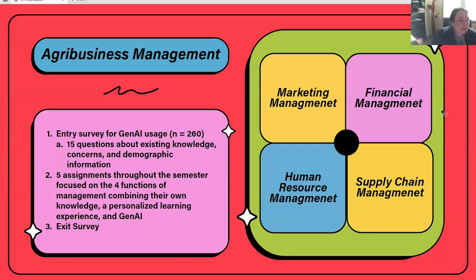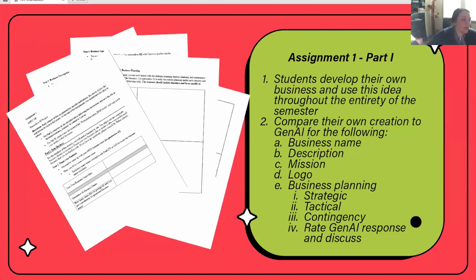We began with an entry survey. It was 15 questions, and I learned the very hard way that Canvas new quizzes does not allow you to export quiz results into an Excel document. So I learned that the hard way this semester. But the meat and potatoes of this project was 5 different assignments throughout the semester, focusing on student management. It allowed them to personalize their experience, and then we ended with a short exit survey.